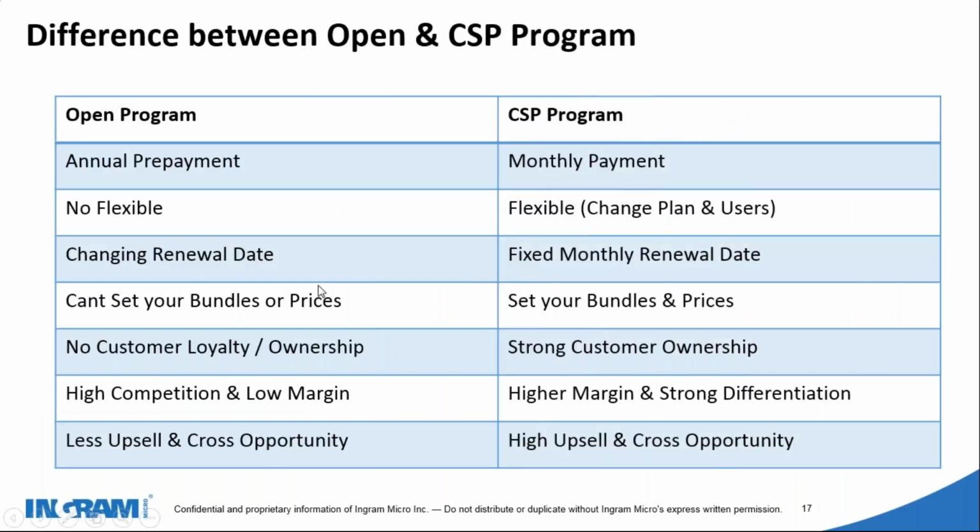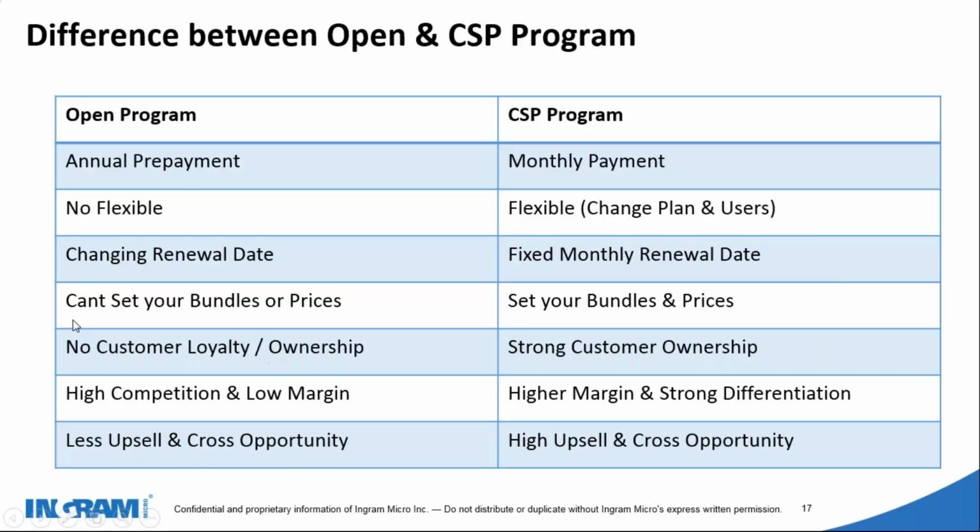So quickly, what is the difference between Open and CSP? Open is an annual prepayment. CSP is monthly payment. Open is not flexible. CSP is a lot more flexible. You can change plans and user counts. In Open, the renewal dates keep changing. We have a lot of people complaining about the renewal dates changing, whereas here it's always a fixed monthly billing date. It's a big plus for many people who get started on this.